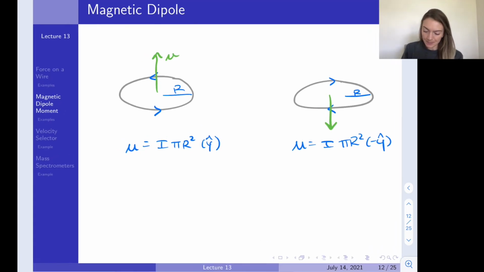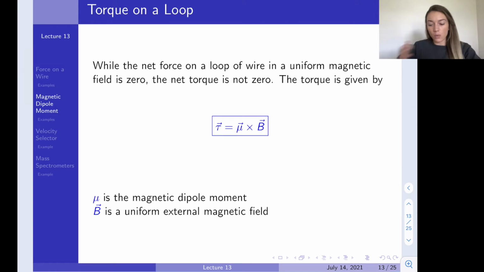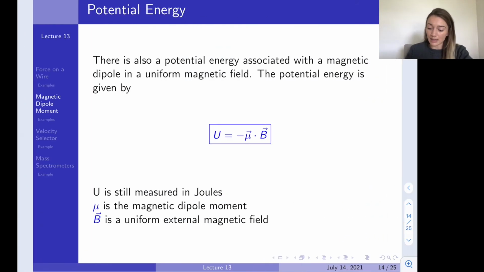Okay, so now I can rewrite my torque on a wire loop in terms of the cross product of the magnetic dipole moment and that external magnetic field. So while the net force on our wire loop was 0, since all of the forces canceled out, the torque was non-zero. And just like in the case of the electric field and an electric dipole, I can write the potential energy of a magnetic dipole in a magnetic field. It's the exact same form as the electric dipole case. So the potential energy associated with a magnetic dipole in a uniform external magnetic field is just negative the dipole moment dotted into the magnetic field.